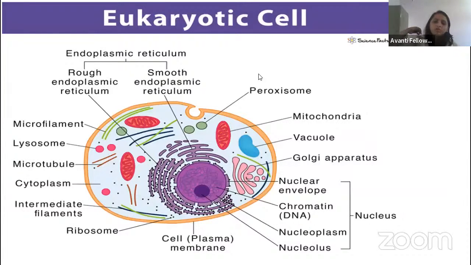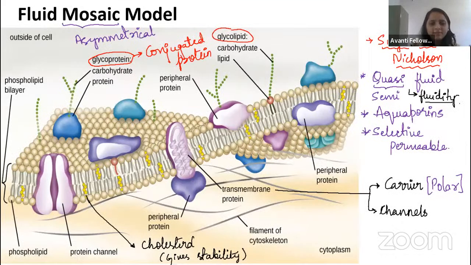So when we talk about all the eukaryotic cells, I have told you all the organelles are present. Now we will study each single organelle. Let us come to the plasma membrane.